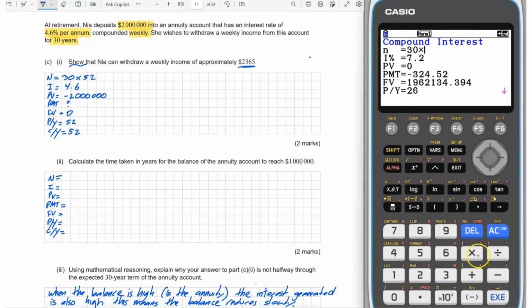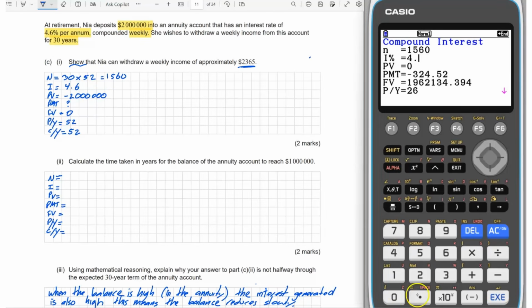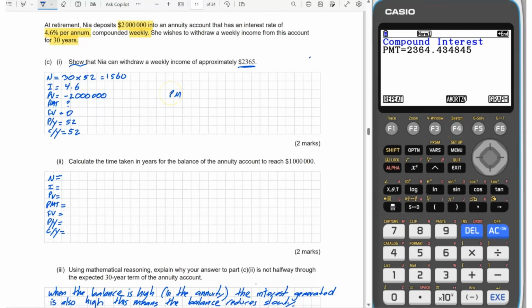All right, so 30 times 52, we're going to write that down, is 1,560. So it's 4.6% in this annuity. We've given the bank $2 million. Payments we're finding, we're going to withdraw till she gets to $0, and then we've got weekly happening here. So our payment is going to be $2,364.43, which is approximately 2,365 as required. Perfect.